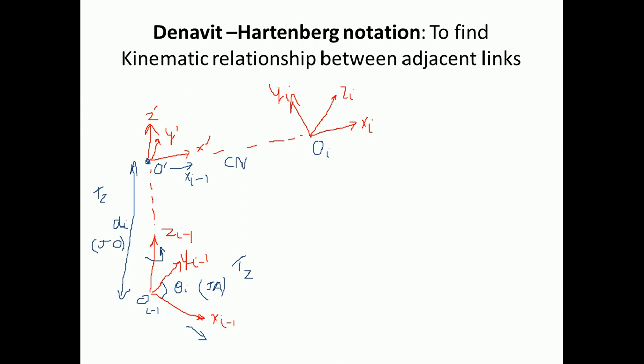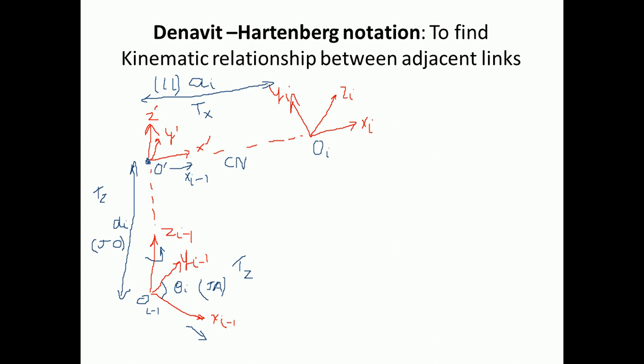So what we have to do, we have to track a path between O dash and Oi, and this distance is represented by ai, and this is called as link length. Okay, and the homogeneous transformation matrix which we have to write is represented by T, and this is the translation in x direction. So I am writing over here x.